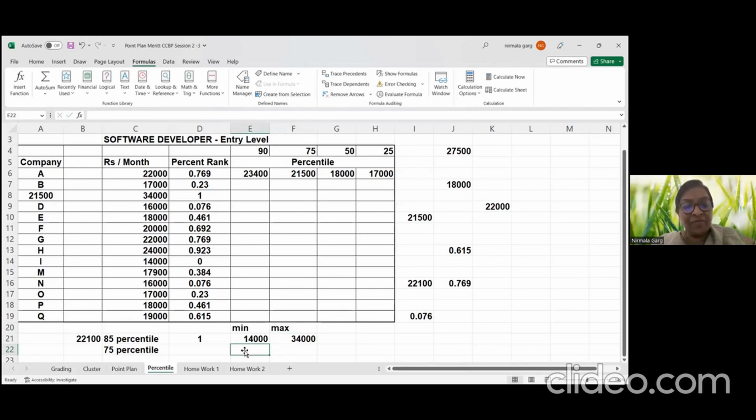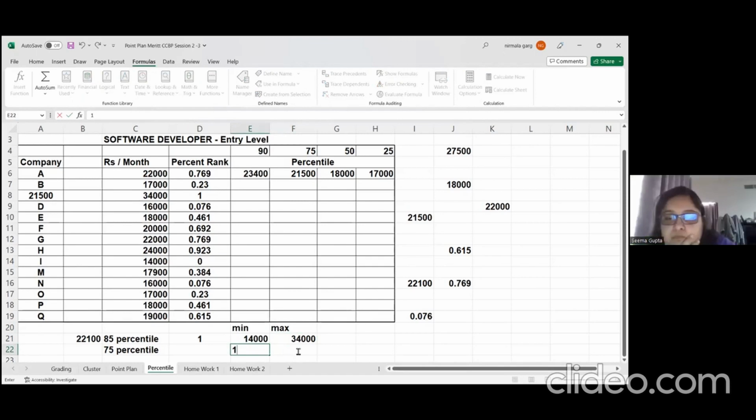So one is between 0 and 1 only. Got it? If you notice, like a Q is 0.615. All of this, 1 to 0. So you are actually what?